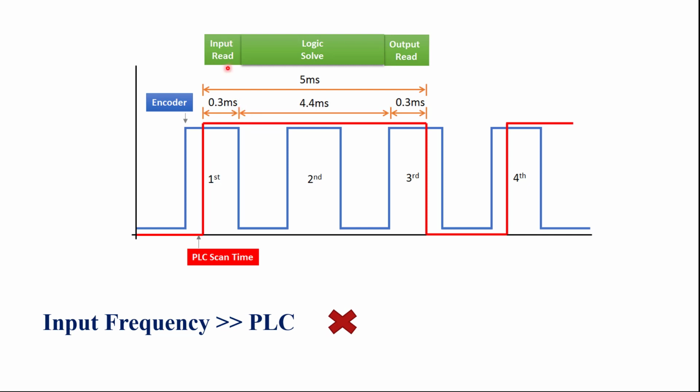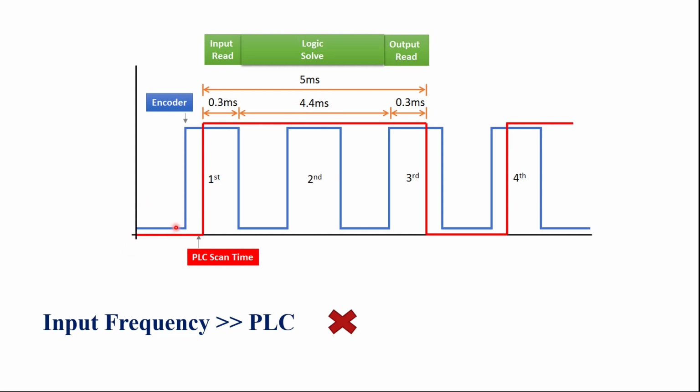The first part is the input read section. Next is the logic solving or program execution part, and third is the output read or update output part. Let us assume the PLC takes 0.3 millisecond to read the input and 0.3 millisecond to update the output. So how much time remains to execute the program? 0.3 plus 0.3 is 0.6 millisecond. Now subtract 0.6 millisecond from 5 milliseconds, and there is 4.4 milliseconds. So this is the time the PLC uses for program execution.